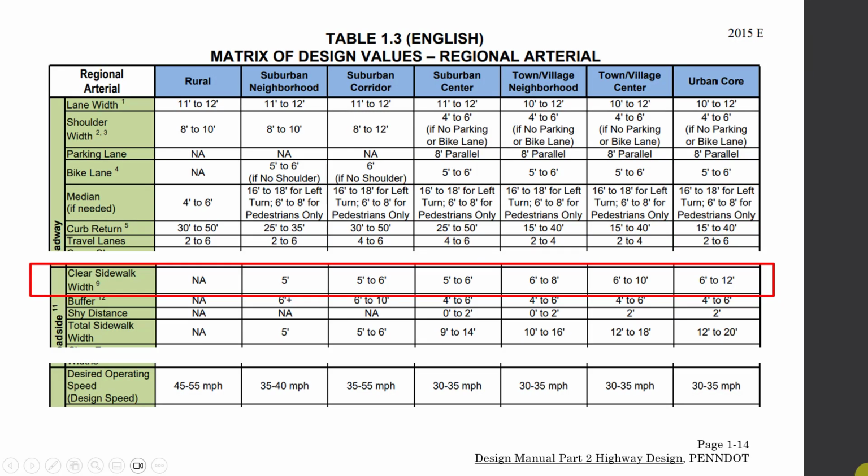Now, many times you'll have regulations giving you a minimum size for your sidewalk or walkway. Here is our design manual from PennDOT for a regional arterial, and you can see that they require a sidewalk width all the way from none in a rural area, a kind of a minimal 5 foot in a suburban neighborhood, all the way up to maybe 12 feet in a more busy urban core.